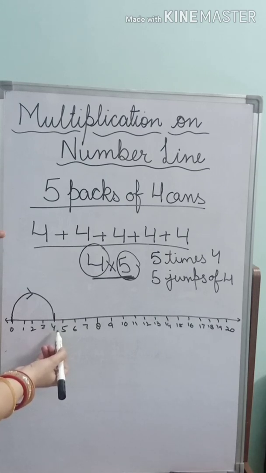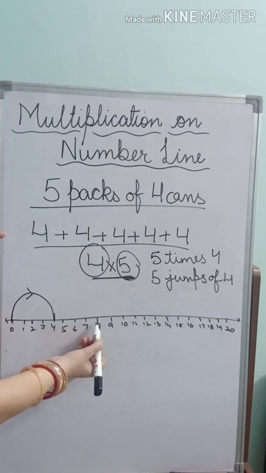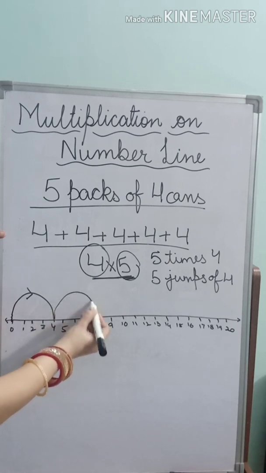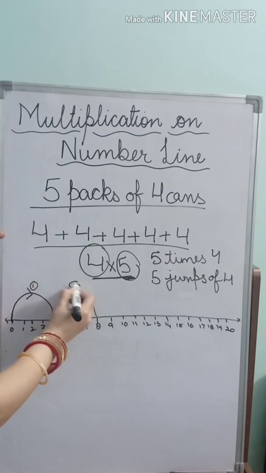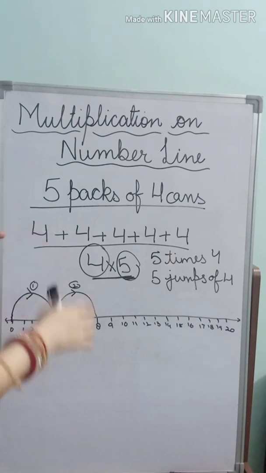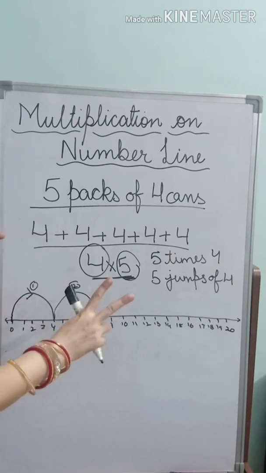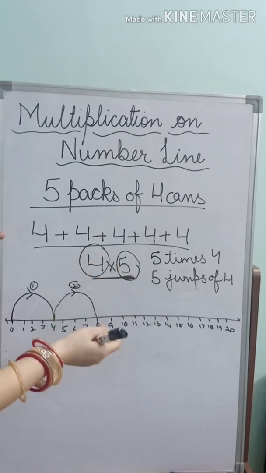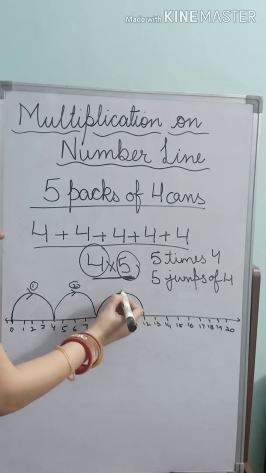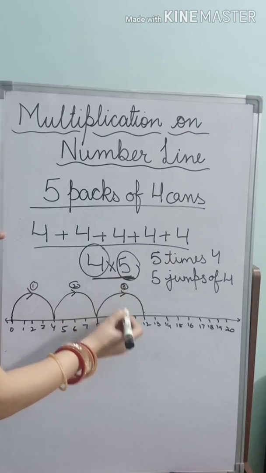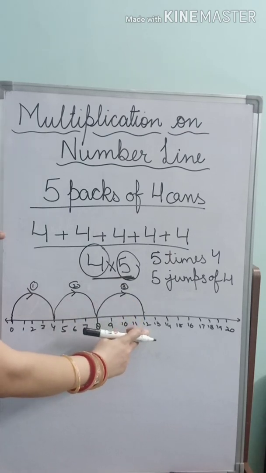Now, I need to take my second jump. Again, 4 steps ahead once again. So let's count 1, 2, 3, 4. So I'll reach here on 8. This was my first jump. This was my second jump. Now I come here on 8 after 2 jumps. Again I need to take a jump of 4 steps. So 1, 2, 3, 4. Here I take the third jump. This is my third jump and I reached 12, right?